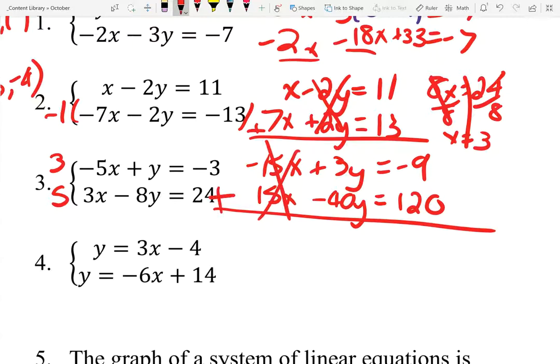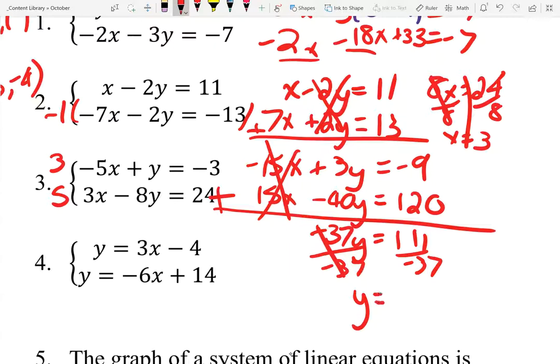The x's are going to cancel out, right? Negative 15x plus 15x is 0x, and it'll disappear, leaving me with just the y. So 3 minus 40 will make negative 37y, and negative 9 plus 120 makes 111. So all I've got to do is evaluate and solve this problem. Just got to get the y by itself. Since it's negative 37 times y, I can get rid of it by dividing by negative 37. That gives me y equal to 111 divided by negative 37, which makes negative 3.